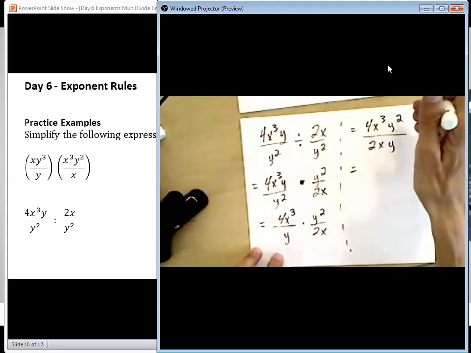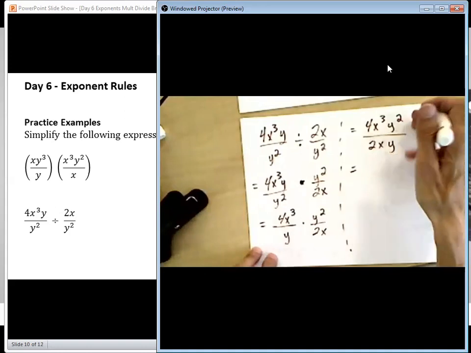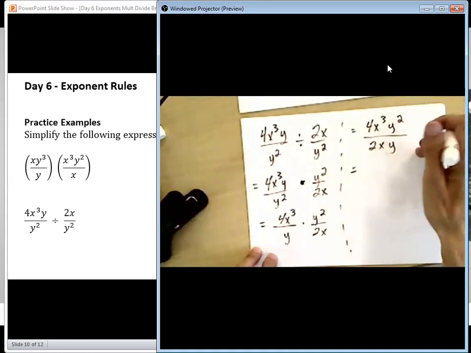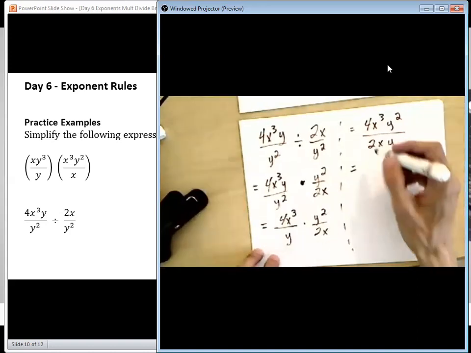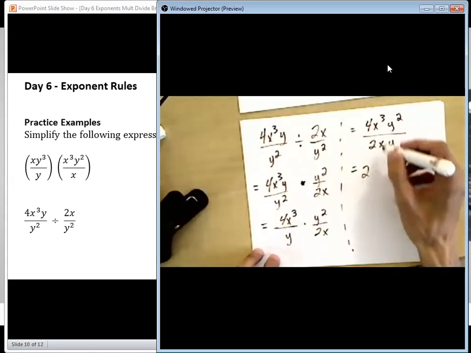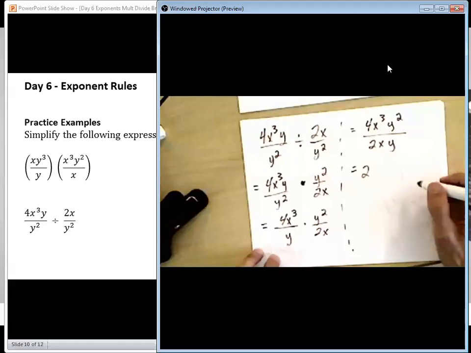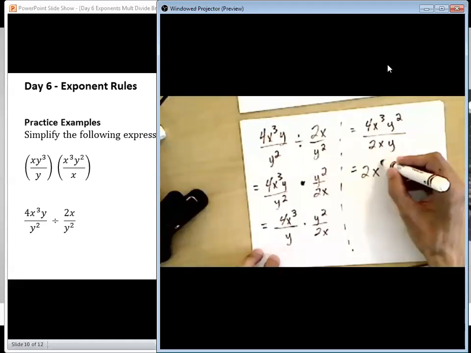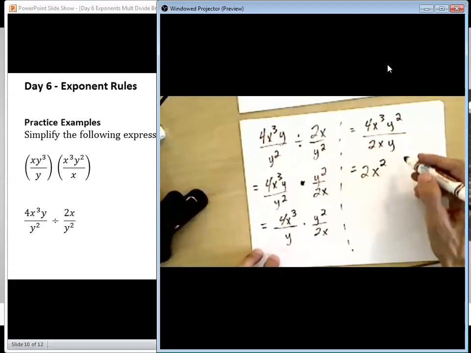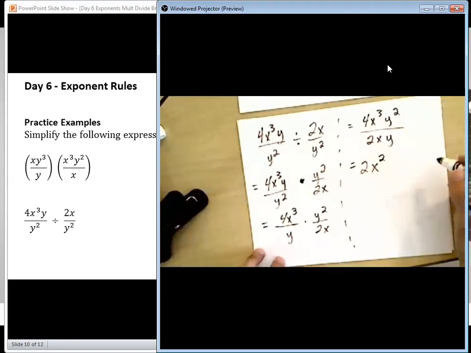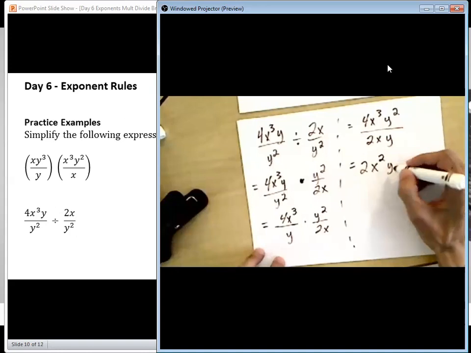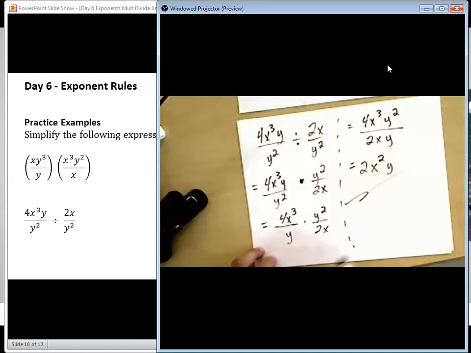But anyways, top times the top, we get this all together. Bottom times the bottom, that all together. Let's do it. 4 divided by 2, 2. X cubed divided by x, x squared. Nice, right? One's gone. Y to the power of 2 divided by y, just y only. Done.